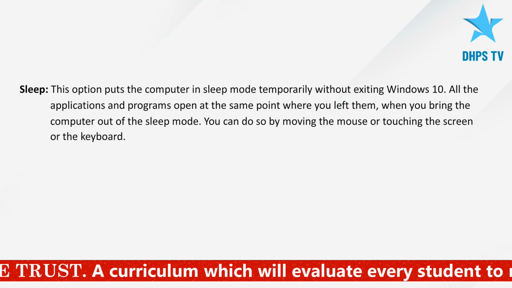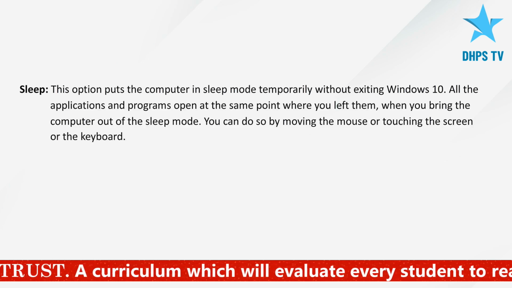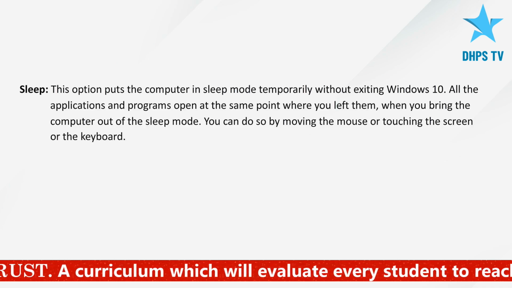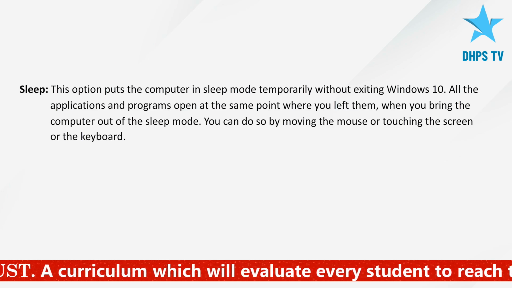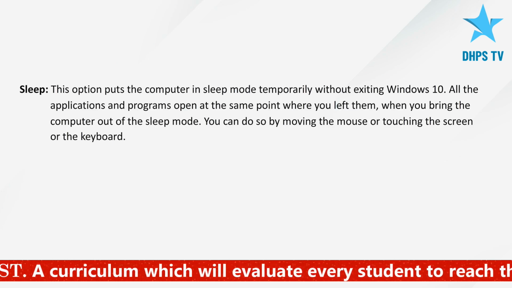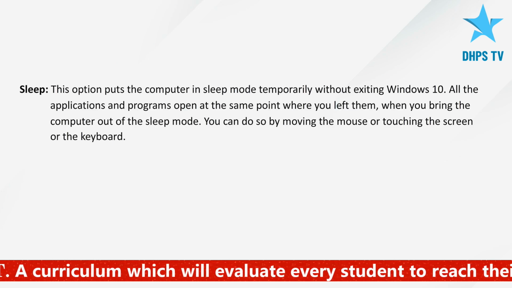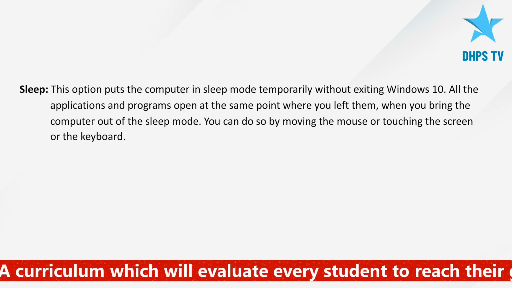Sleep. This option puts the computer in sleep mode temporarily without exiting Windows 10. All the applications and programs open at the same point where you left them when you bring the computer out of the sleep mode. You can do so by moving the mouse or touching the screen or the keyboard.